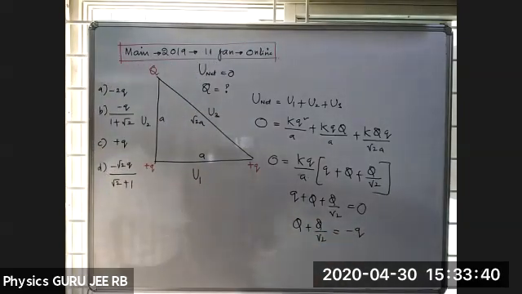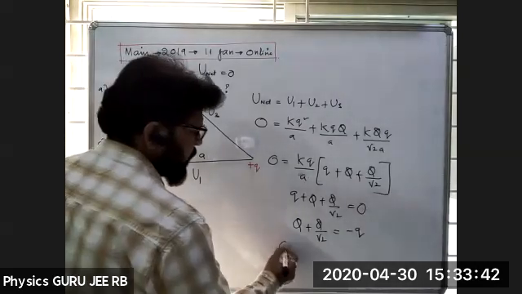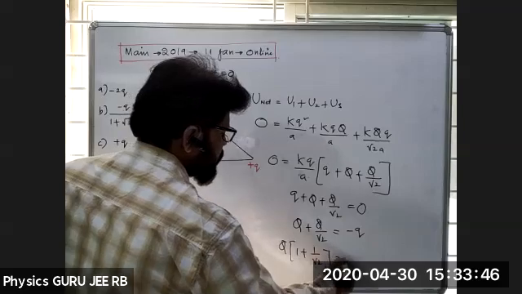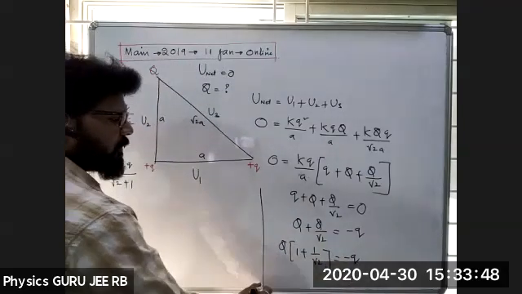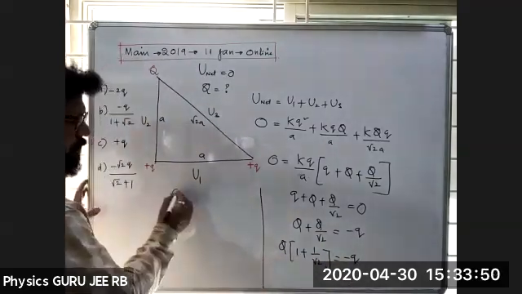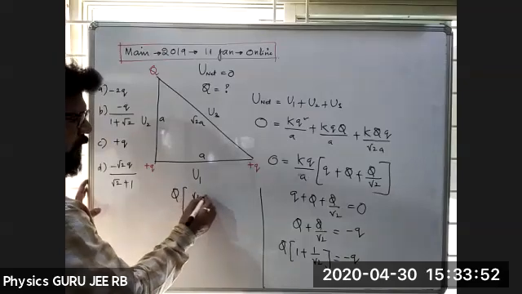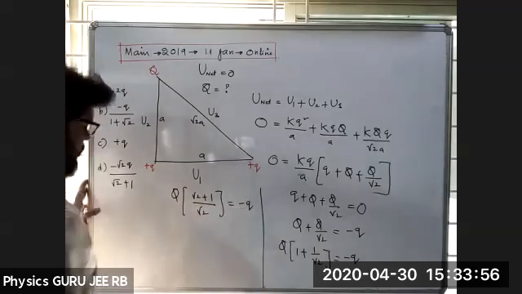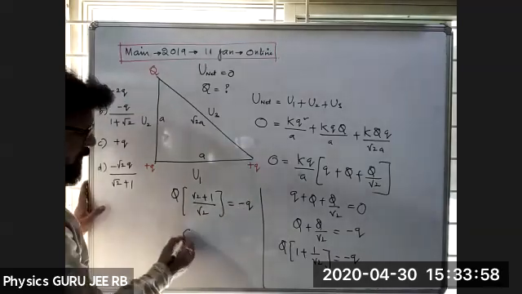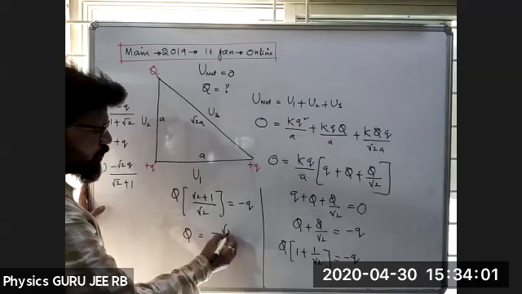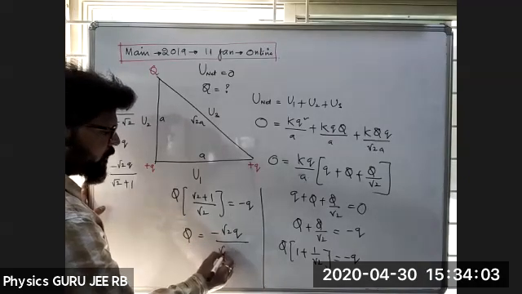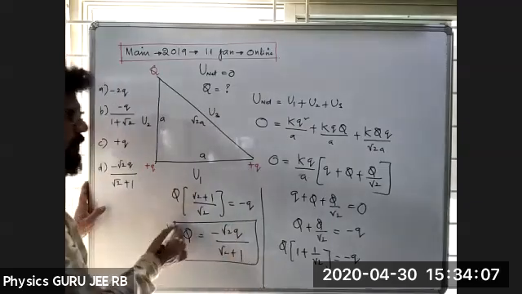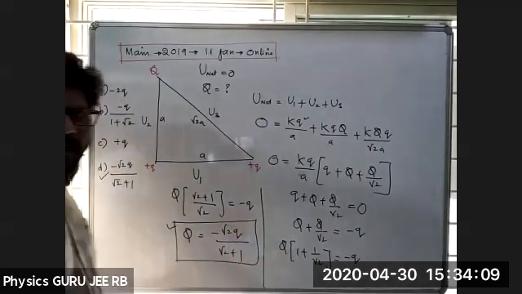Q, if I take common, then 1 plus 1 by root 2 is equal to minus q, or simply I can write Q into root 2 plus 1 divided by root 2 equals minus q, or Q is equal to minus root 2 q divided by root 2 plus 1. So this will be the answer. D will be the answer.